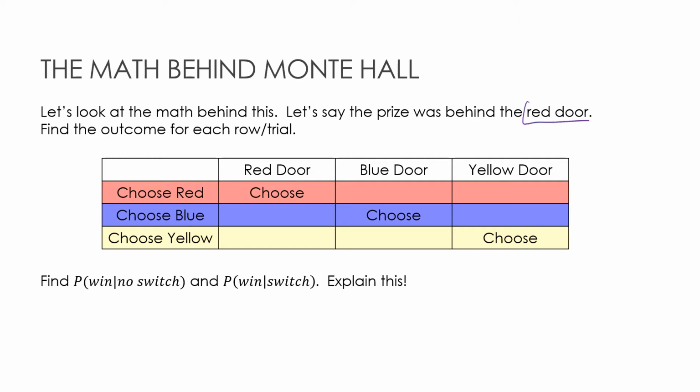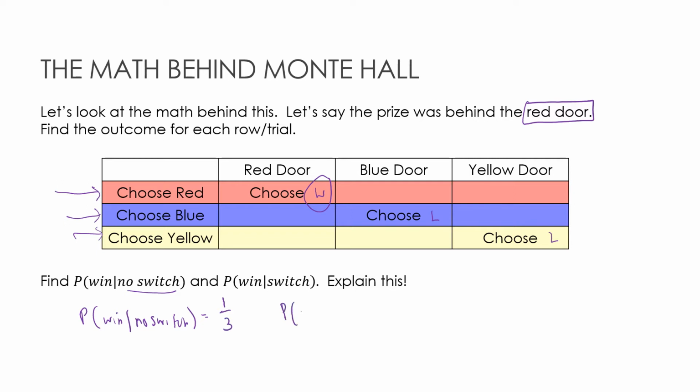Let's say the actual winner was the red door. So if I chose red, and first we're going to look at no switch. So if I don't switch and I chose red, then I win. And then if I chose blue and I don't switch, then I lose. And if I chose yellow and I don't switch, then I lose. So the probability of win given no switch means, when did I win? I won 1 time out of 3.